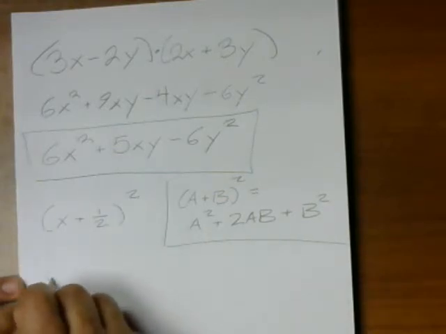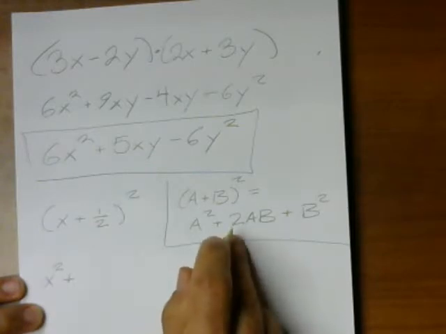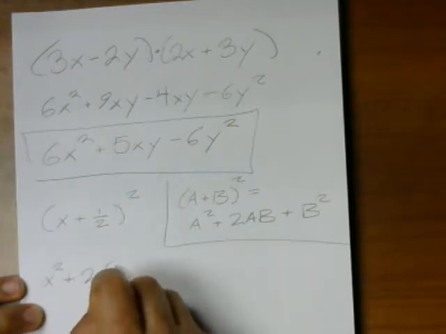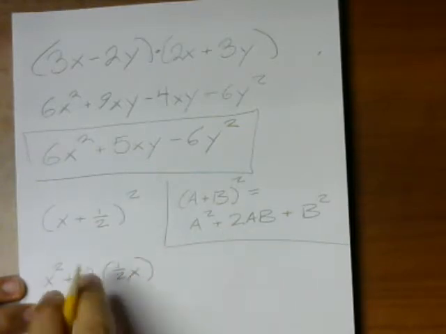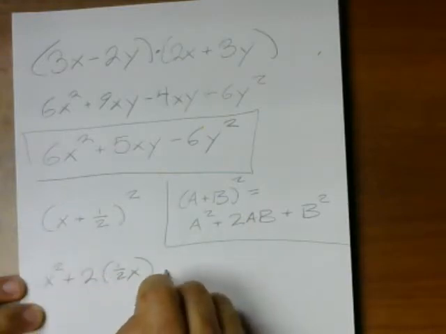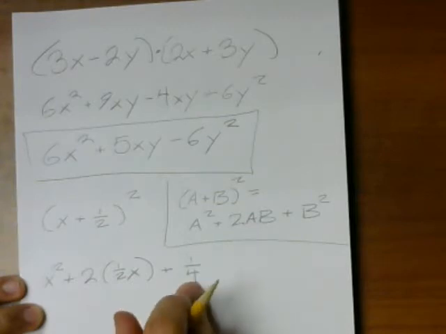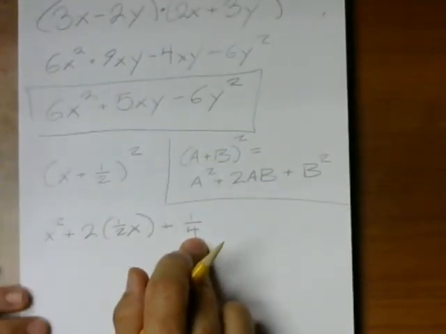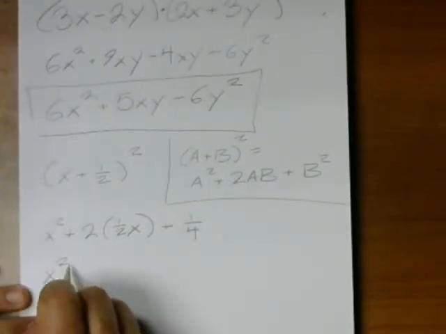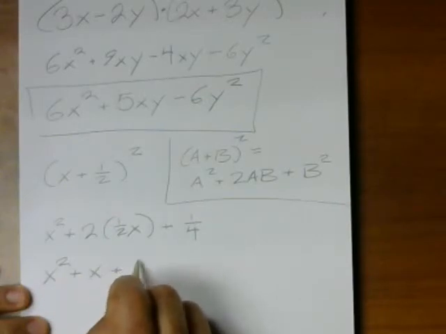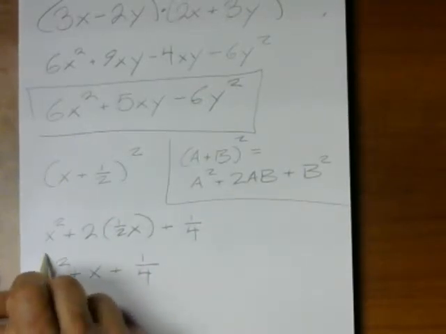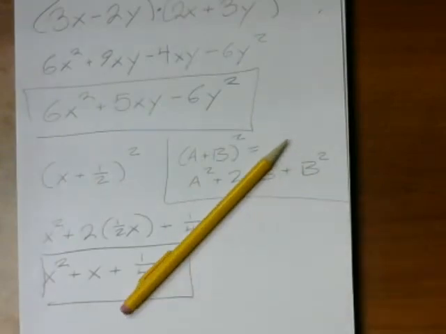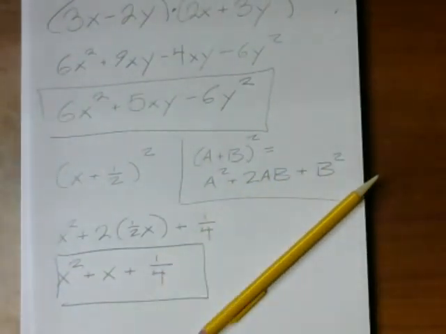Well, I get x times x plus 2 times x times 1/2, and then plus 1/4. Why 1/4? 1/2 times 1/2 gives me 1/4. So what do I get? I get x squared plus x plus 1/4, and that is my answer.